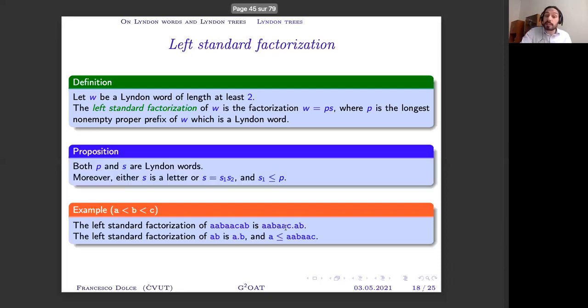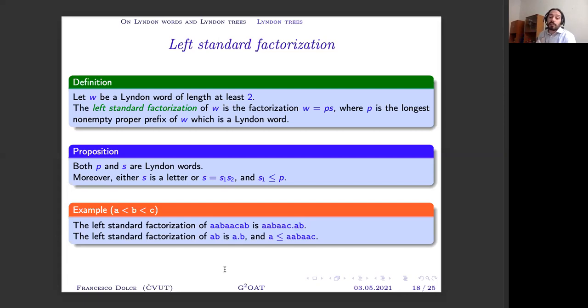One of these is that whenever you consider such a factorization, the first part, P, is a Lyndon word by definition, but the second part is also a Lyndon word. And actually, the second part is either just a letter, so you cannot decompose it anymore, or you can decompose it in such a way that the first part of the new factorization is treated as no less than P. So in the example before, the suffix AB is a Lyndon word, and you can decompose it as A, B, and A is treated as no less than the first part of the original factorization.